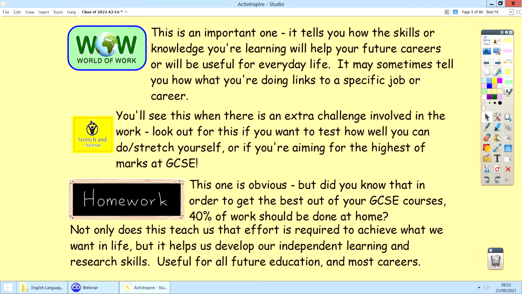This is your stretch and challenge. You'll know when to have a look for this. And when you want the challenge, when you want to aim high, when you want to build and develop your skills. This one is a given, and I won't patronise you by reading out what's on the screen, but it is important, so you might want to go ahead and pause and have a quick look at that. But homework is important whether you like it or not. Sorry, darlings, but it is.